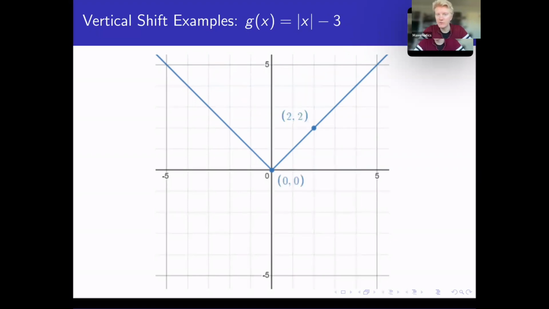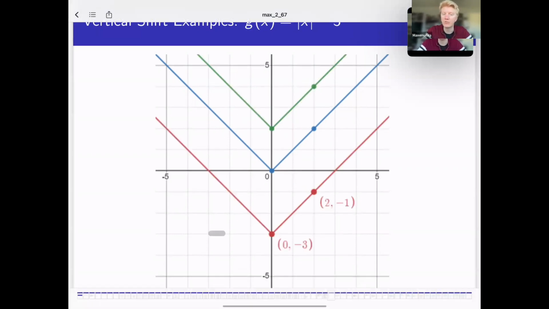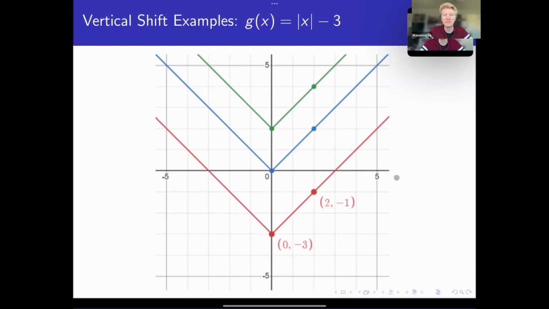Going to absolute value of x minus 3 instead, we're going to take all the y values and subtract 3 this time. So 2, 2 would become 2, negative 1. 0, 0 would become 0, negative 3. And now you see all three graphs, the original, vertically shifted up, and vertically shifted down, on one slide. Makes a lot of sense.